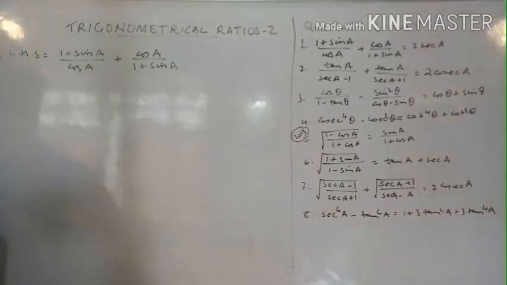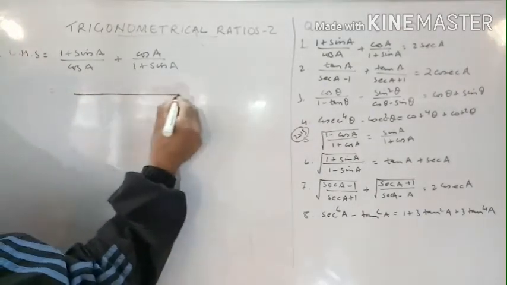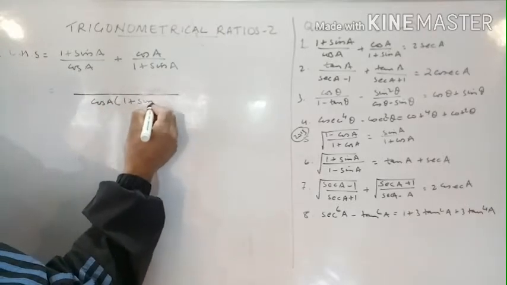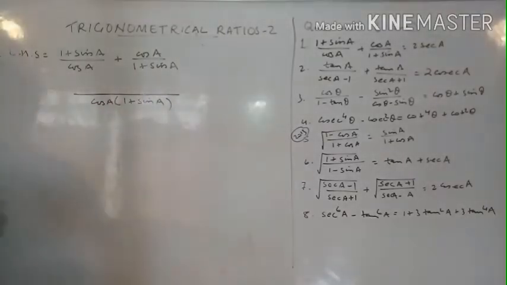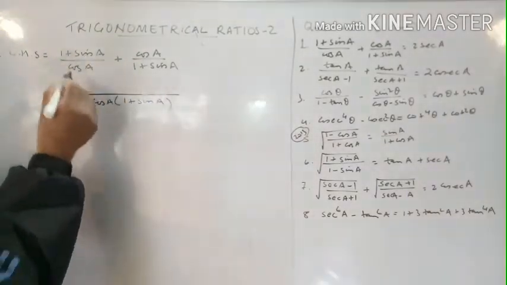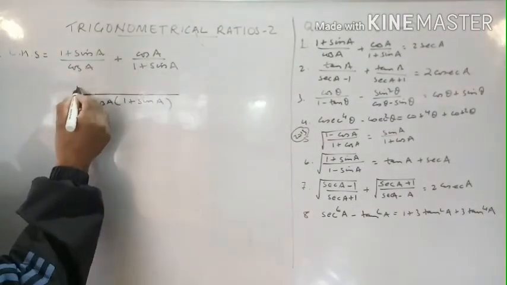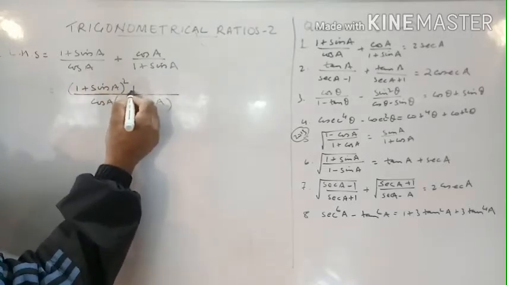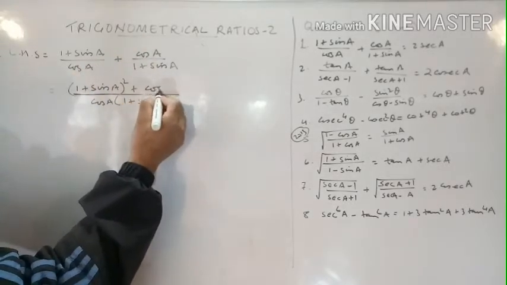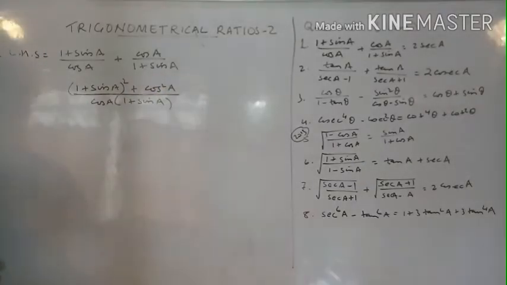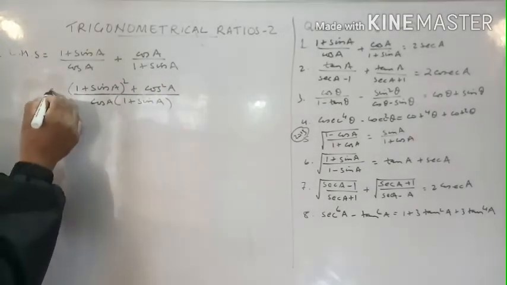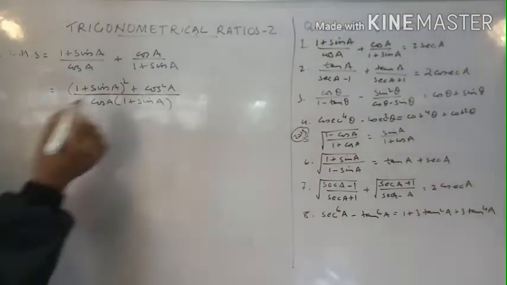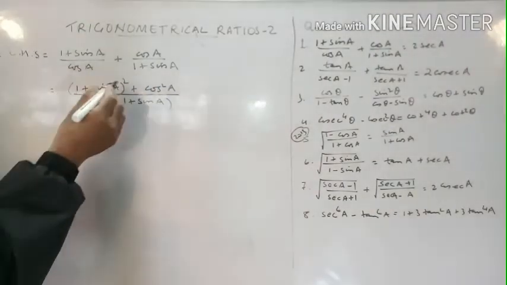Alright, so let's take LCM. The LCM is cos A into (1 + sin A). When the LCM is a product, you can multiply crosswise here. So (1 + sin A) into (1 + sin A) will be (1 + sin A) whole square, plus cos A into cos A will be cos square A. Now you open the bracket in the numerator, so I'll write it to this side so that we have space.